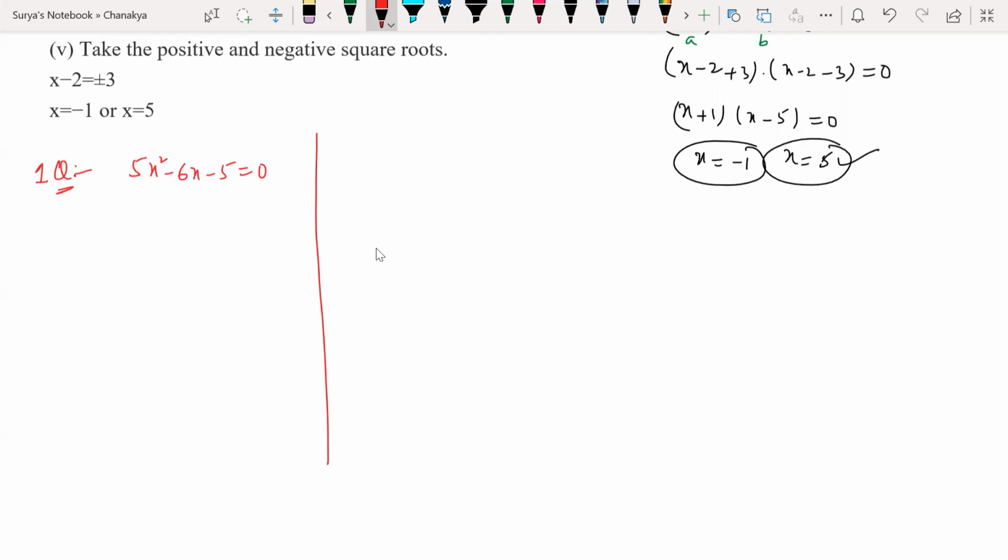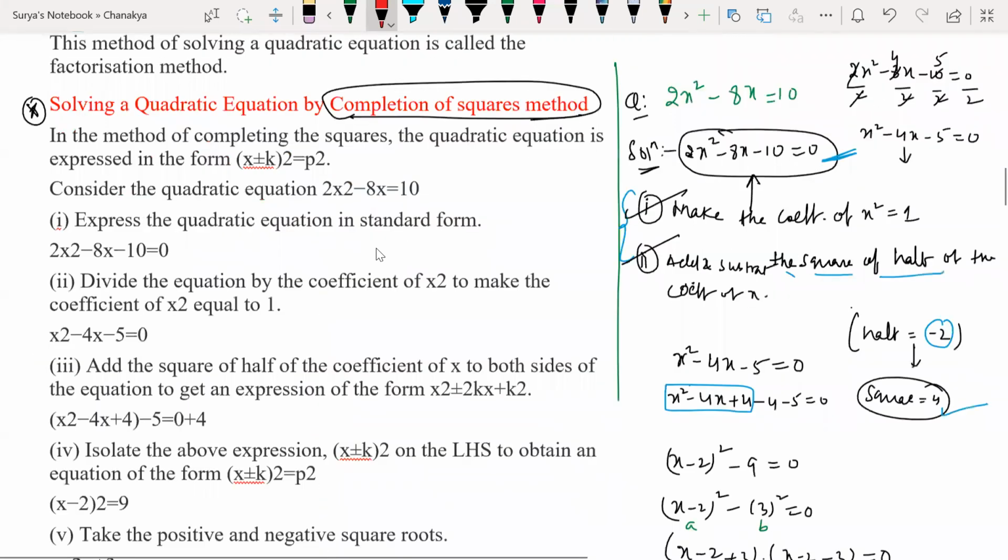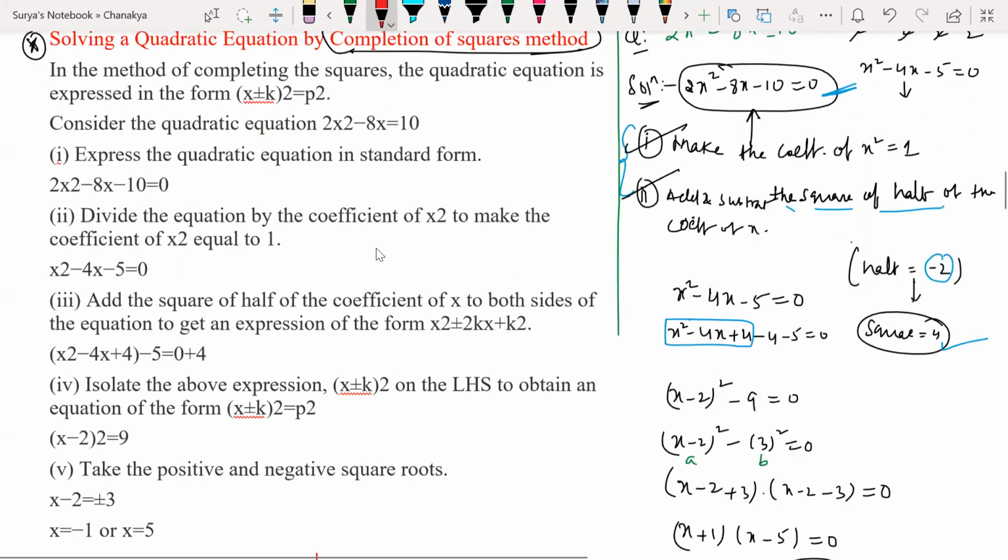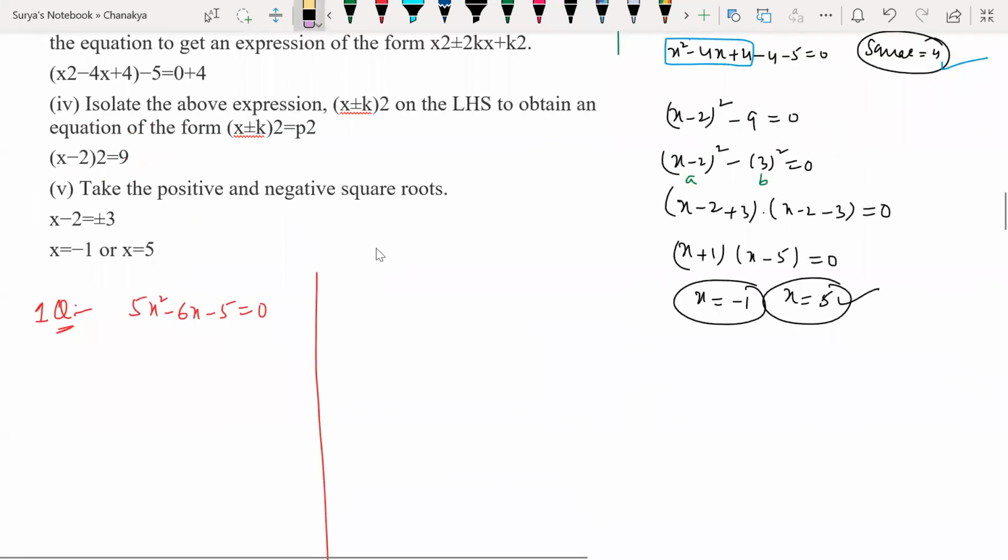Sir, can you show the first step which you have written? Make the coefficient of x square 1, beta. That was the step. Sir, could you show the question? Look at this. First of all, don't give me the answer of the second question. Tell me the answer of the first question first, quick.